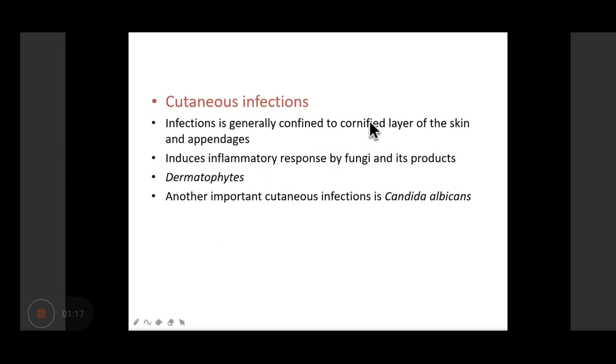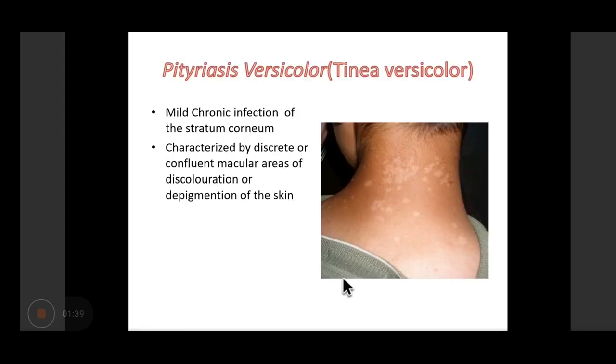Another set of superficial infections is cutaneous infections. These infections are confined to the cornified layer of the skin and appendages, so these will induce an inflammatory response. This group, the cutaneous infections, is most commonly caused by dermatophytes and another important cause, Candida albicans.